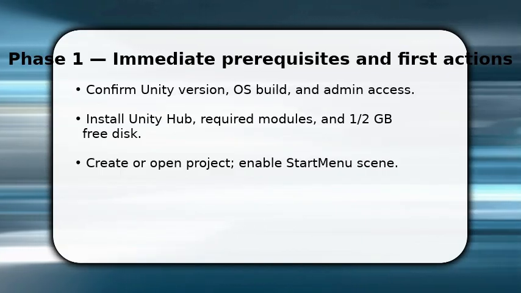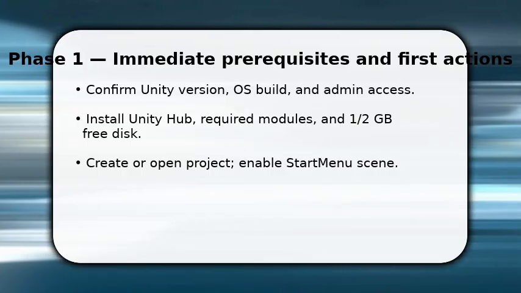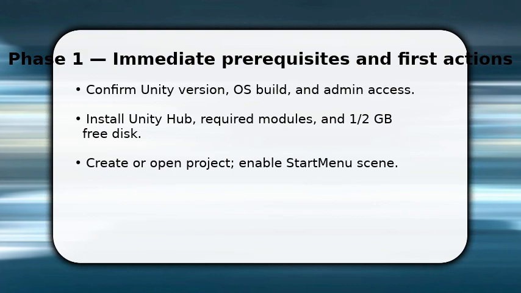Now create or open the project and add a new Start menu scene. Make sure to enable the scene in build settings so Unity can load it. Next, prepare a canvas and event system. These are essential to render interactive UI elements.